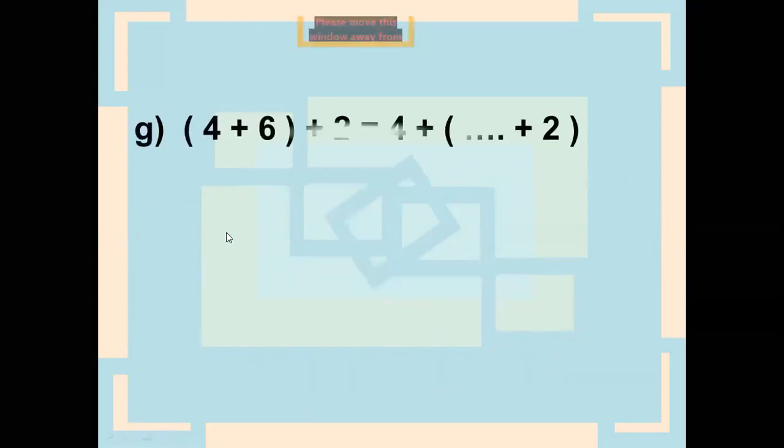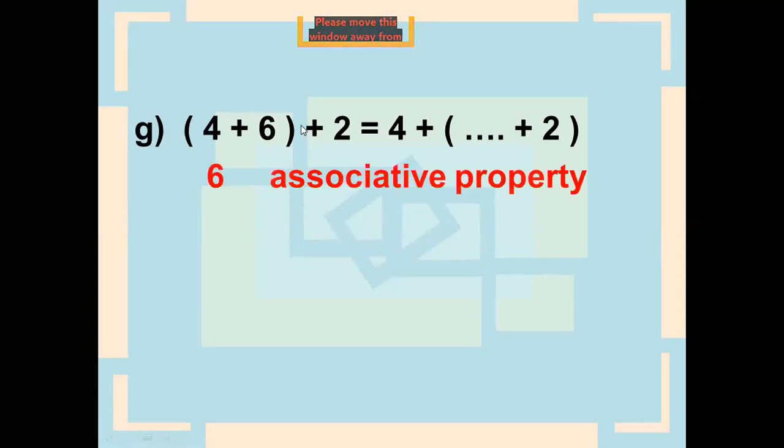Another example. 4 plus 6 plus 2 equals 4 plus blank plus 2. Also the missing number here, we find it on the other side. It will be 6. 4 and here 4. 2 and here 2. The missing number is 6. And the name of the property is the associative property. We change the grouping of the addends.